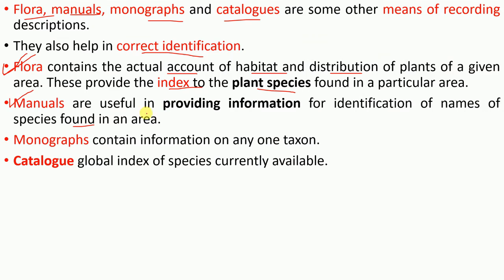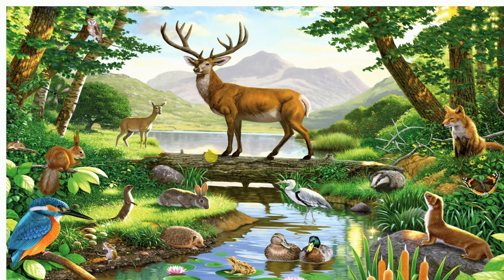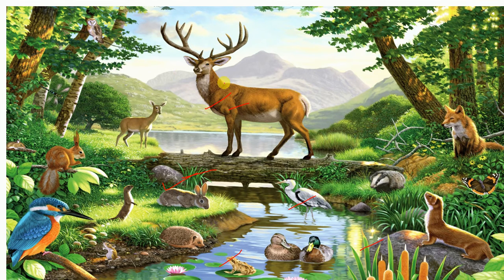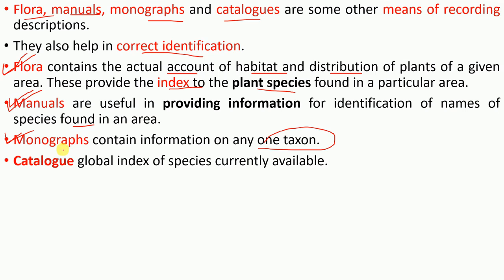See, this is a given area where such living organisms are found. For example, some mammals, some birds, some fishes, some amphibians. Now what is meant by monograph? A monograph contains information on any one taxon. I want you to make sure about this manual and monograph. See, whenever you are considering all these species, it means it is a manual. And whenever you are considering only mammals found in a particular area, then it will be a monograph.